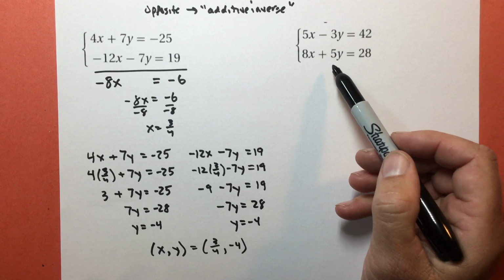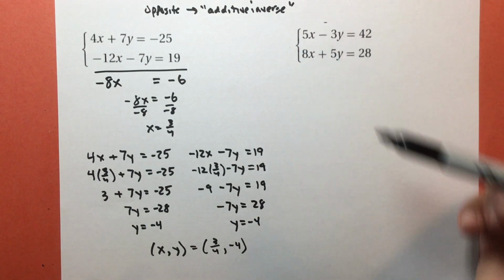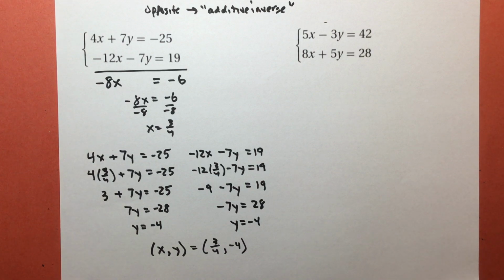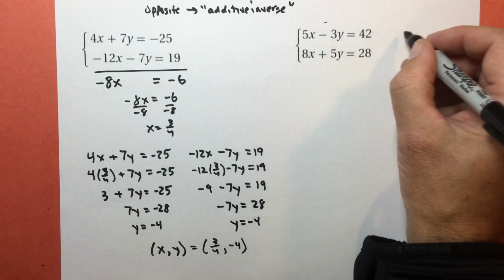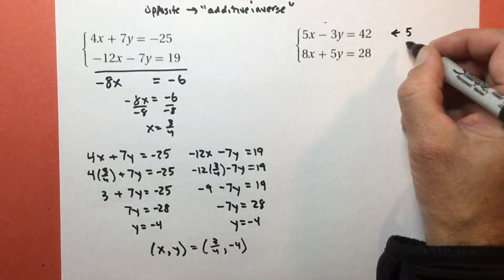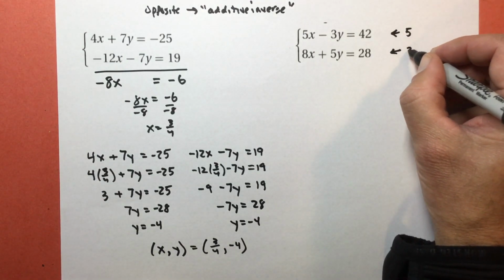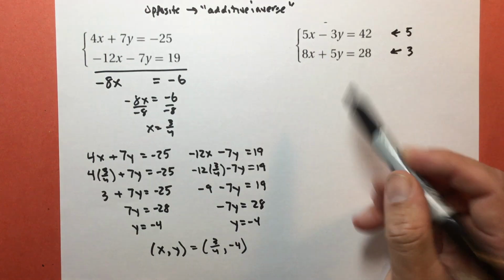Okay, this one I don't have opposites or anything. I need to figure out some way to get things to drop out. I can get the x's to drop out, or I can get the y's to drop out. It doesn't matter. I usually like to go with the smaller numbers. So instead of 5 and 8, I'm going to go with the negative 3 and 5. So for this one, I'm going to multiply both sides by 5. And for this one, I'm going to multiply both sides by 3. That'll give negative 15y and positive 15y.